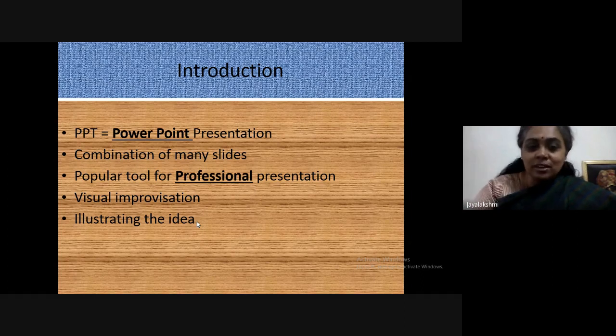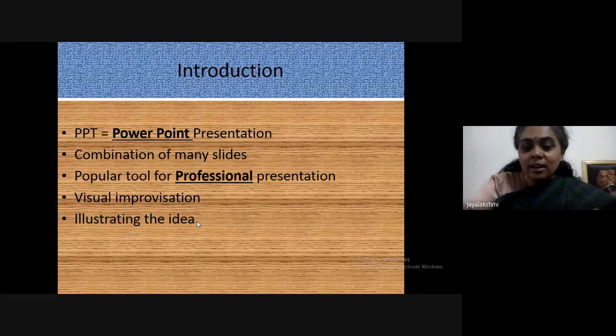So many things. So here, when you say it's a PowerPoint presentation, you need to remember that it's usually done by a professional, and it is for a visual improvisation. That is, to keep it in our memory, they put it in the form of vision, and usually it illustrates the idea. Many times the facts might also be there, but sometimes we have to portray what is inside our brain. So it illustrates the idea also.